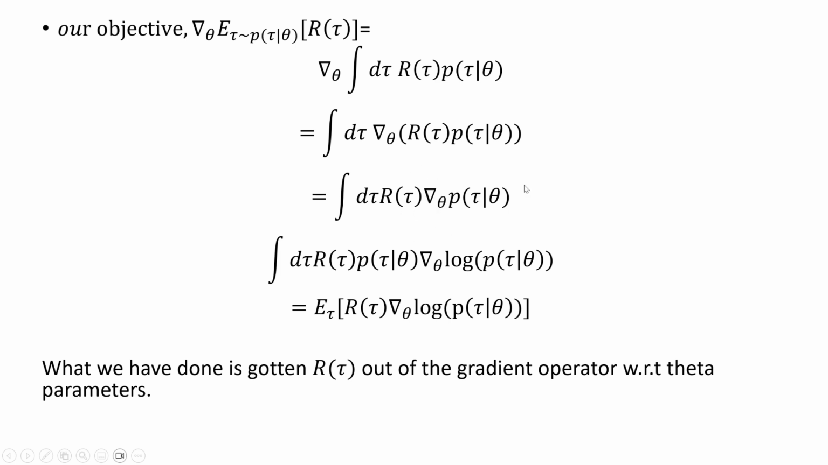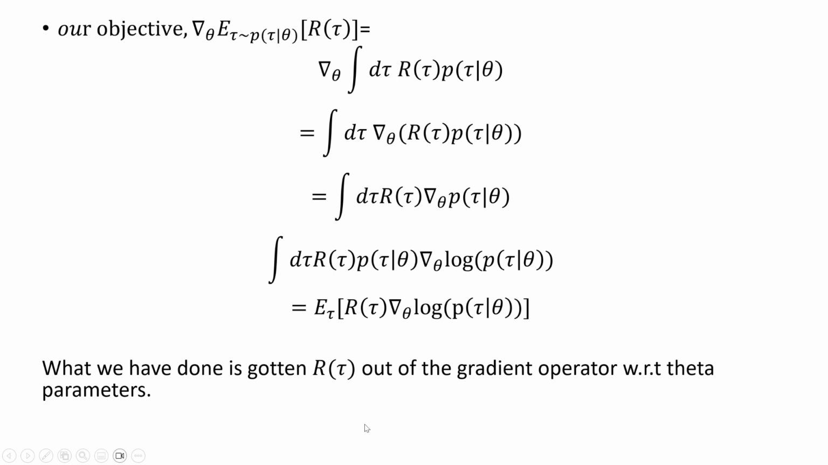And the gradient, we want the gradient of this probability of tau given theta. But if we use this identity here, the gradient of a function is the function times the gradient of log of the function. So we get this expression here, and this is also an expectation. So this is an expectation of this term as a function of these probabilities.